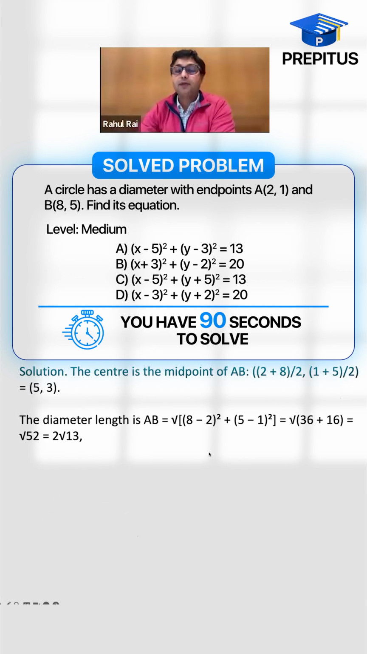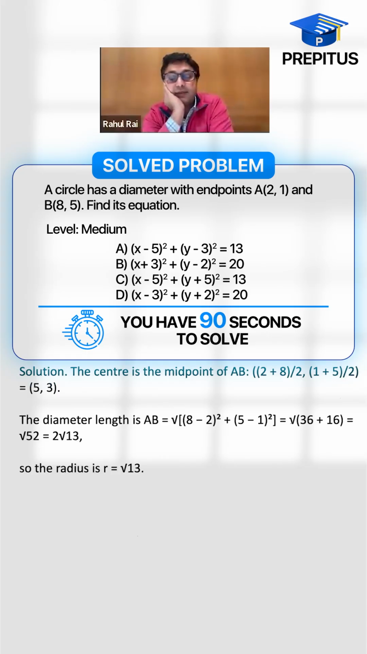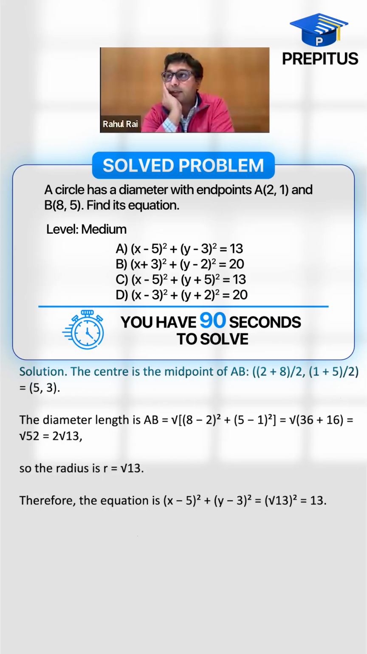The diameter, the Euclidean distance, is given by this equation. So this is going to be 2 root 13, right? Half of that is root 13. That is the radius. Now I can plug that into my circle equation, x minus h squared plus y minus k squared equals r squared, which is the form given at the bottom: x minus 5 squared plus y minus 3 squared is equal to root 13 squared, or equal to 13. So A is the correct answer.